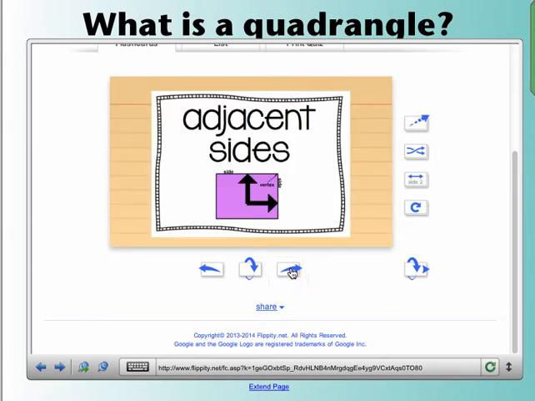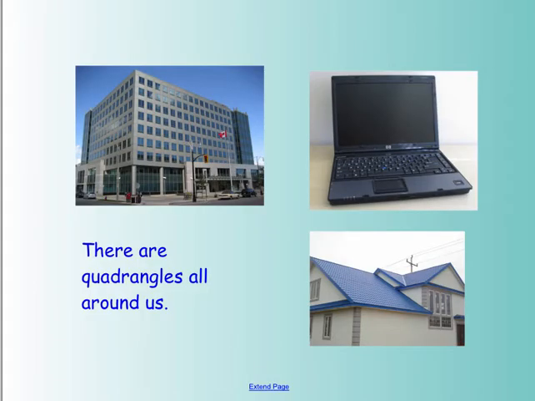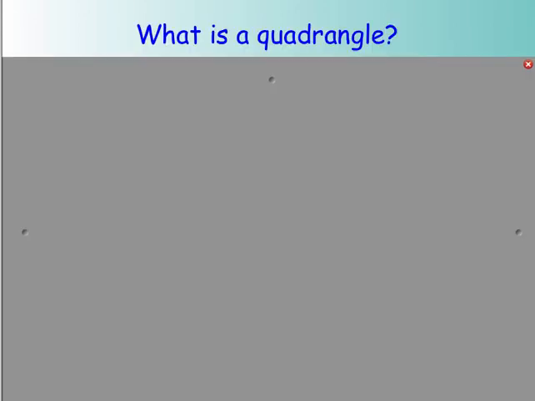Adjacent sides, meaning sides that meet at a vertex. A vertex would be a point that 2 sides meet at. So if you didn't know this, there are quadrangles all around you. If you were to look around wherever you are right now, you could probably see some quadrangles. We have some windows here that are quadrangles. Your computer screen is a quadrangle. And here's some more windows that are quadrangles. And even the tiles on this roof of this house, if you look really close, are quadrangles as well.